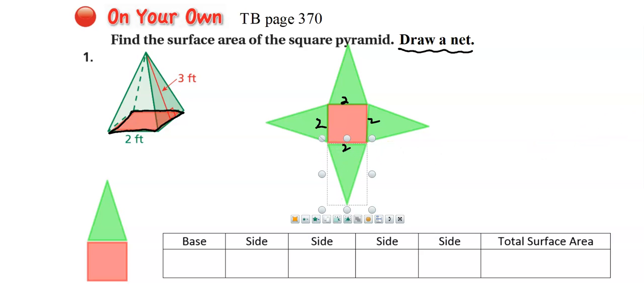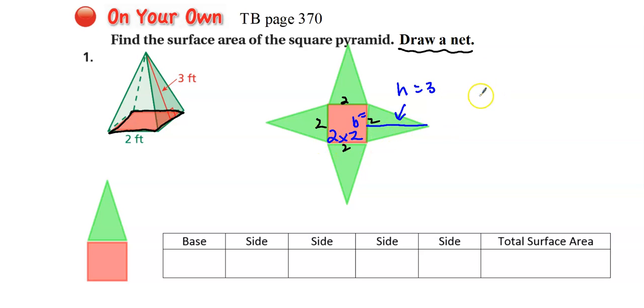Okay, and of course I'm going to label the height of at least one of my triangles. So I think I'll pick this one here. And I'm going to label this height equals 3. So here is my base and there's my height. So I'm going to go ahead inside this square. I'm going to write 2 times 2 because that's how you find the area of a square, right? Length times width.